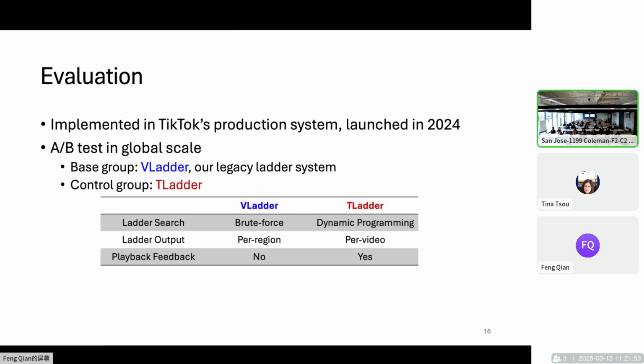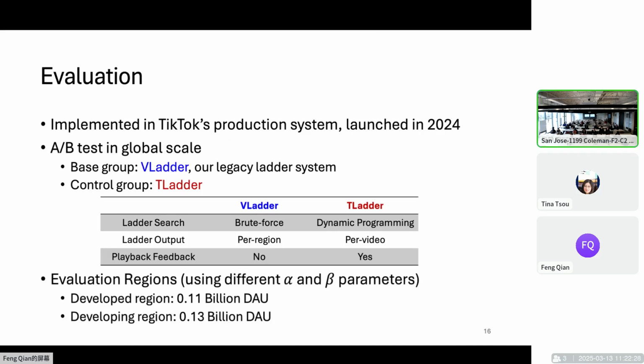Here are some key differences between the V-ladder and T-ladder. First, V-ladder performs just a brute force search. Because of the limitation of the brute force search, we can only have the ladder configuration on a per region basis. Basically, in the entire region, it uses the same ladder configuration. But T-ladder performs dynamic programming, which is much more efficient, so we can do per video laddering. Also, as I said, T-ladder leverages the playback feedback from billions of users, but V-ladder doesn't do that.